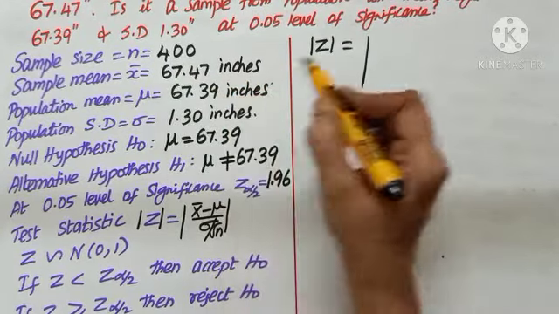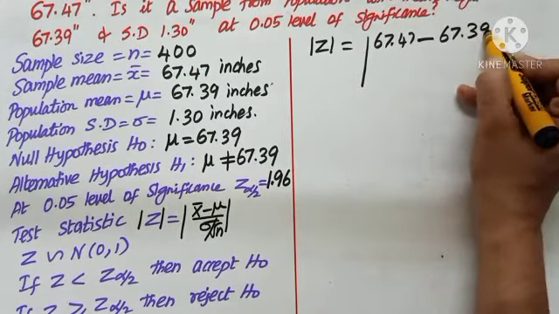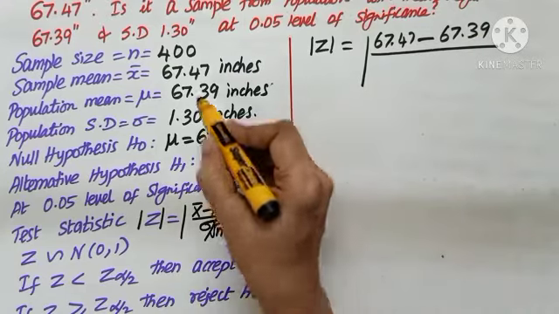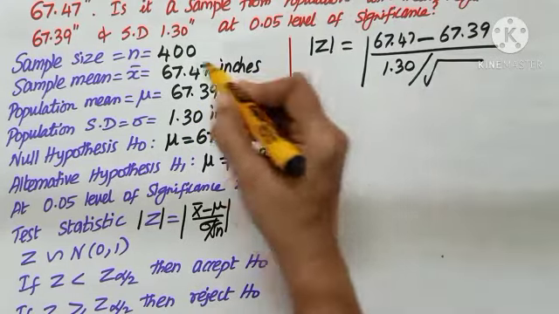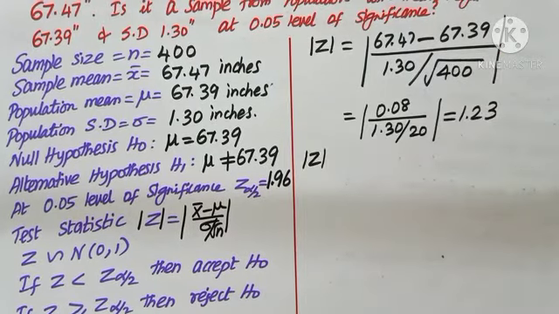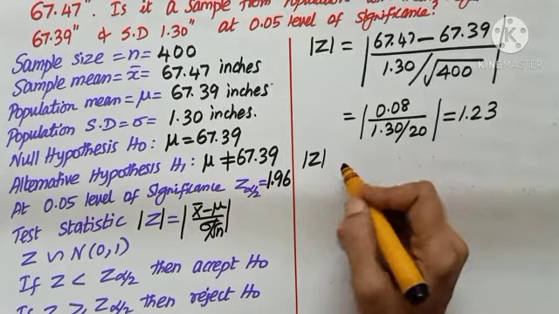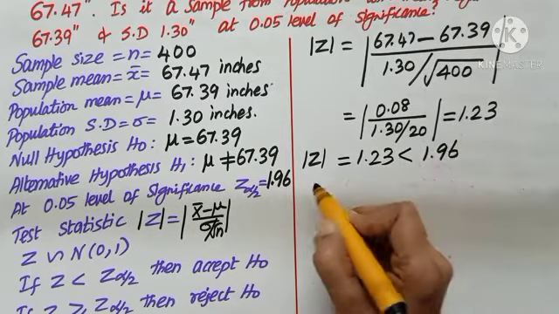What is mod Z? Modulus of X bar value, 67.47 minus 67.39, by sigma value 1.30 by root of n, that is 400. Calculate. The value is 1.23, which is below 1.96.